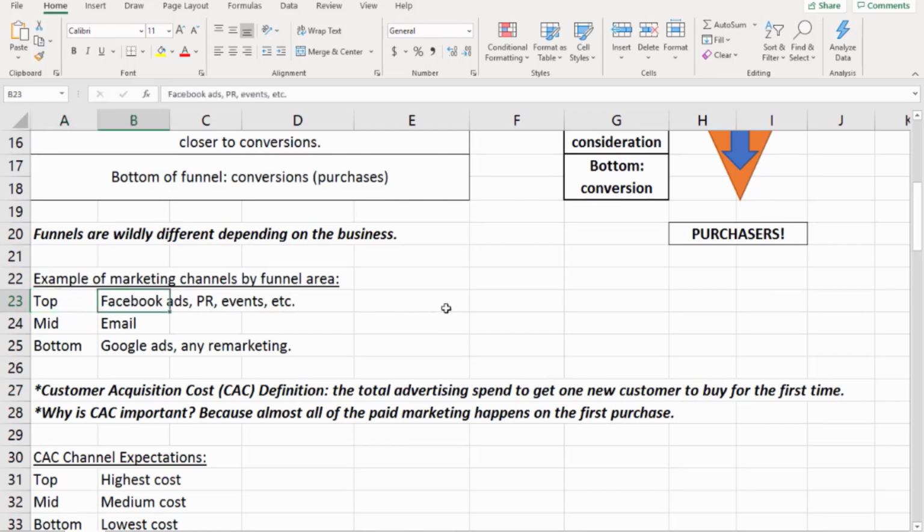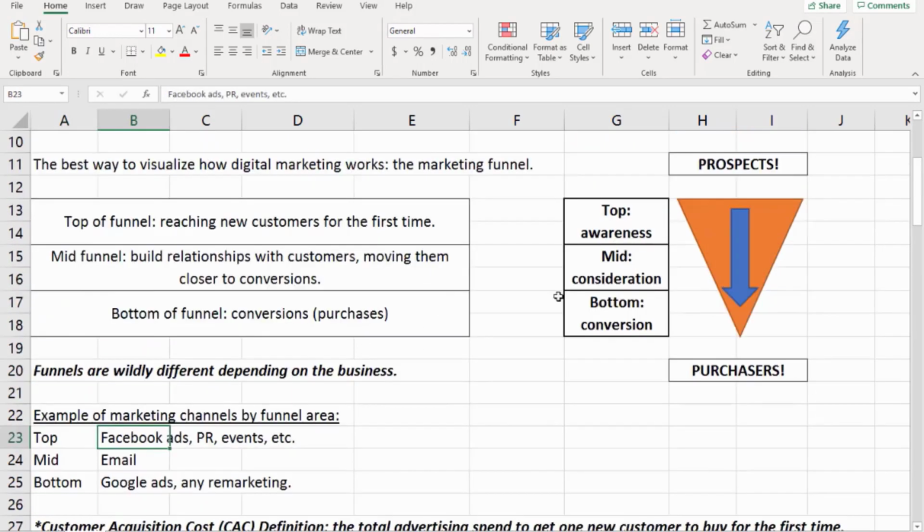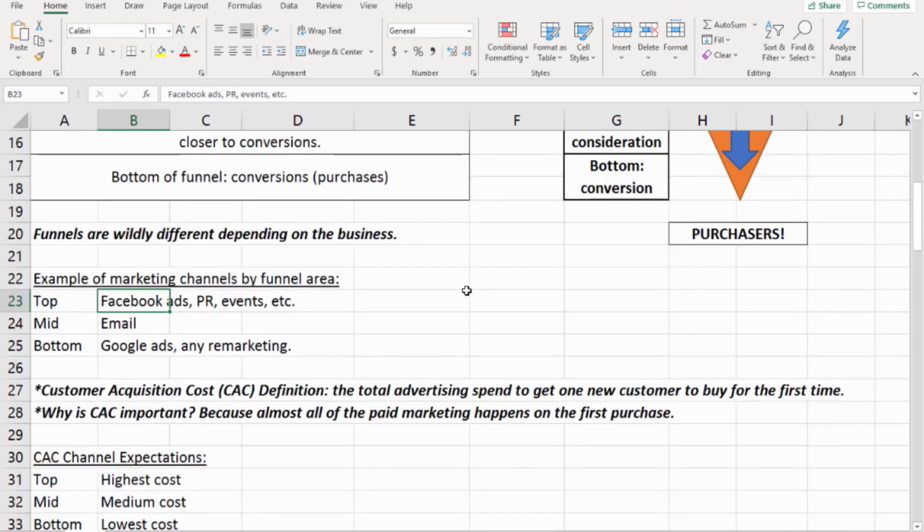This could also be any awareness related stuff, because remember the top of the funnel is awareness. So this could be events, this could be PR, this could be television, etc. So you're trying to hit those new people for the first time. And then for our example business, let's say mid funnel is email. So let's say that the first time you're able to capture their email somehow. And so now you're sending them information about the company, maybe you're telling your story, maybe you're sending them discounts, whatever. So you're trying to move them closer in to do a conversion.